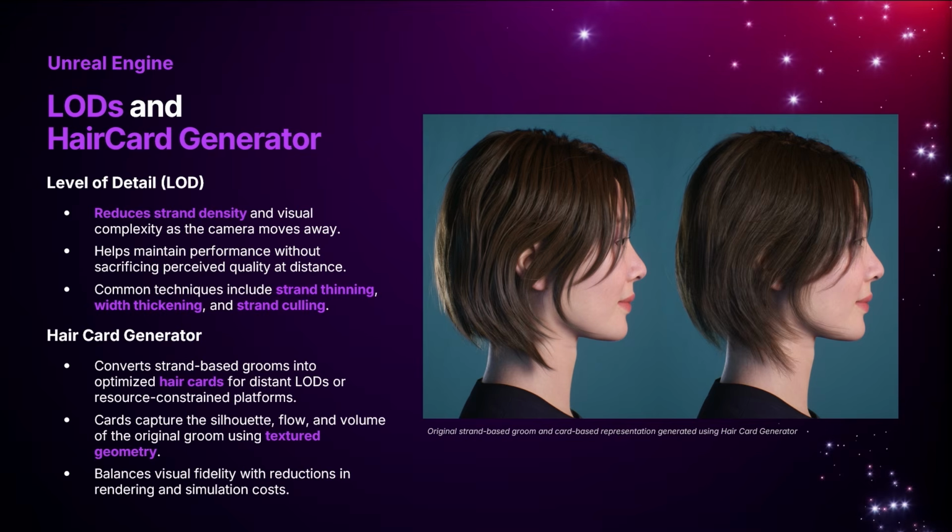Level of details help manage performance by reducing complexity as the camera moves away. Techniques like culling and width thickening help maintain the groom's silhouette with fewer resources. The hair card generator converts strand-based groom into textured hair cards for distant LODs and resource-constrained platforms. These cards retain the flow, the volume, and silhouette of the original groom while reducing render overhead.